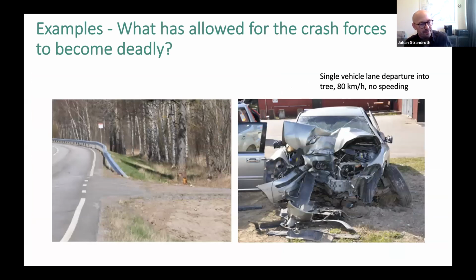Another example where we have a single vehicle lane departure crash into a tree. So it's a straight road, but it's starting to bend a bit. So to the left, again, right-hand traffic, for those of you that still haven't really got your head around it. I know for me, it's difficult sometimes when I look at different crashes, different parts of the world, to get my head around it.